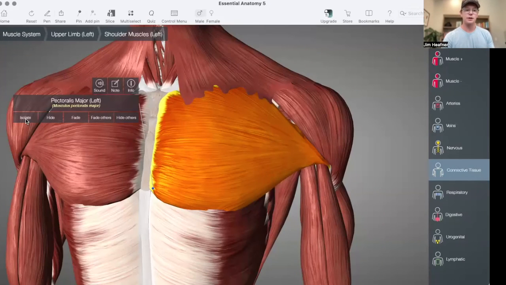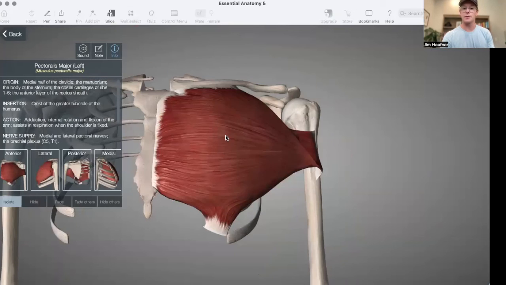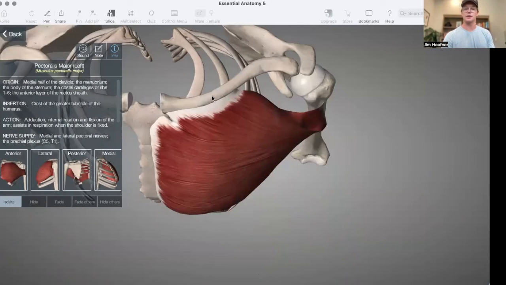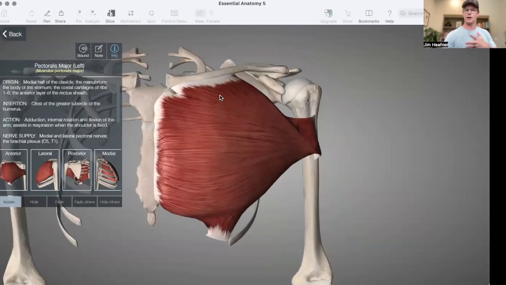With the pec major, it doesn't directly connect onto the scapula, but it has connections over to the humerus, and it has connections onto the clavicle. So those are the attachment points, and it's a fan-shaped muscle. So if I am reaching up overhead, I'm stretching the lower fibers of it. If I reach into horizontal abduction, I'm stretching the medial part of it. Or if I get down into a low position, I'm going to stretch the upper portion of those fibers.